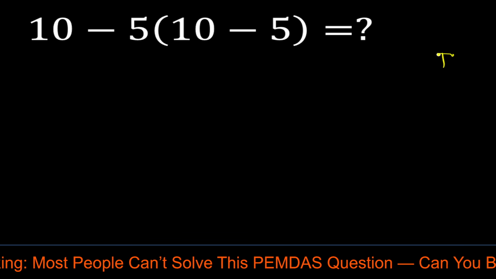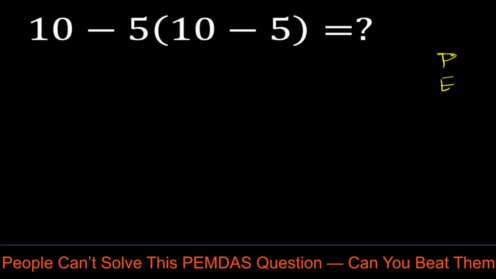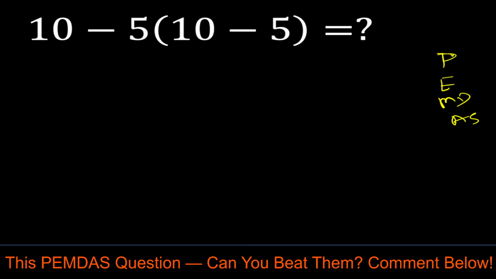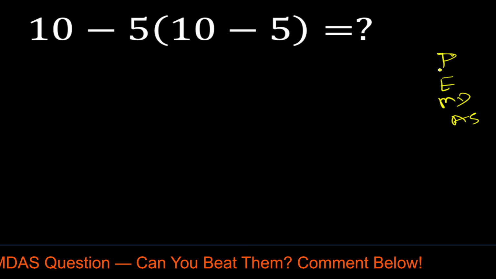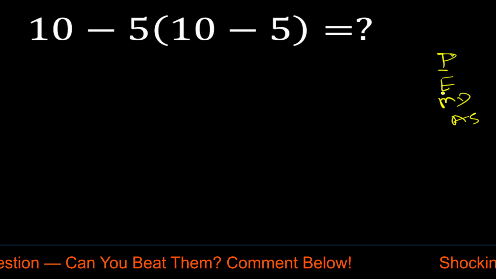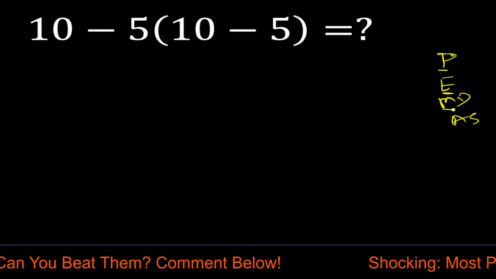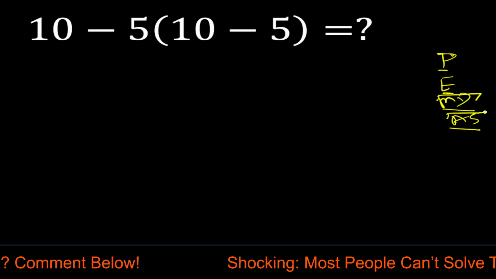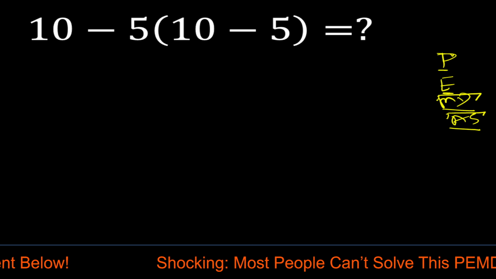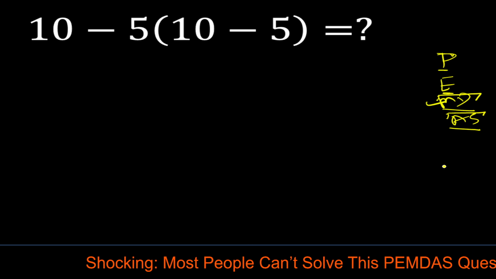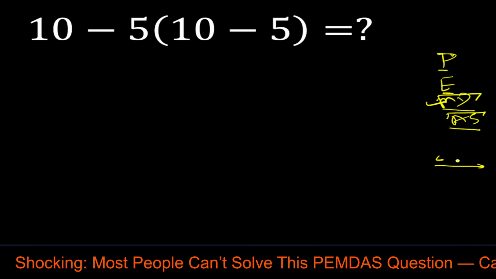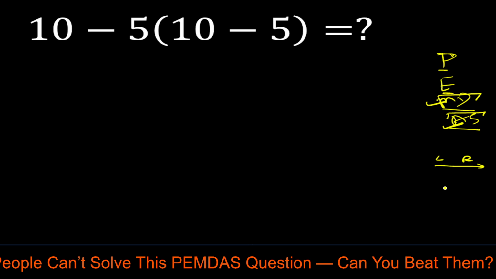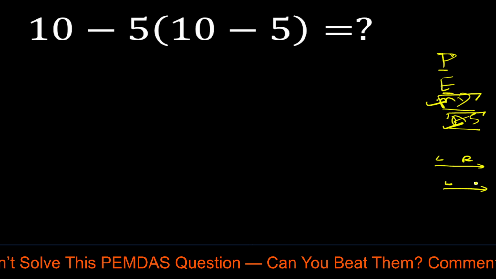So PEMDAS: P, E, M, D, A, S. According to the PEMDAS rule, first priority is parentheses, then second priority is exponents, then third priority is multiplication and division, and fourth and last priority is addition and subtraction. So multiplication and division both have equal priority, so we have to solve them from left to right. Then addition and subtraction also have equal priority, so we have to solve them from left to right.